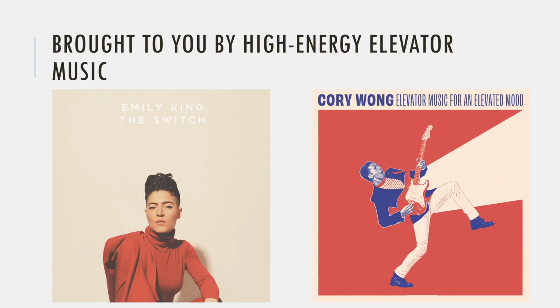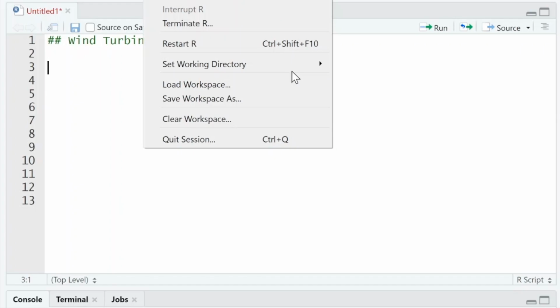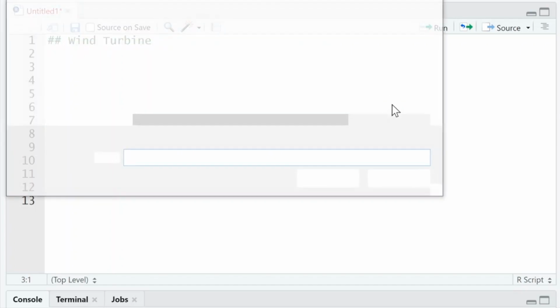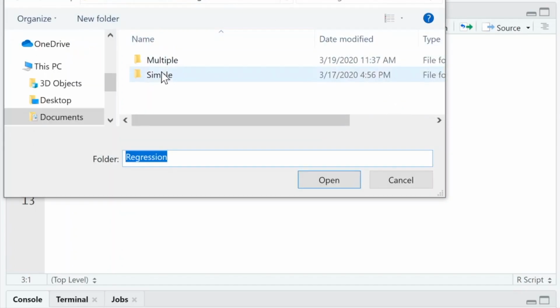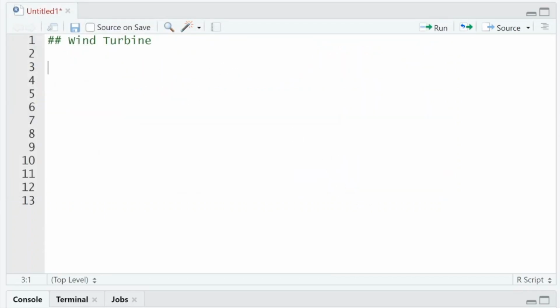All right, let's go to R. So today we're going to be working with some wind turbine data. Actually, let me read it in here first. Just like always, we're setting our working directory, and I have my data stored in simple regression. I believe I've called it wind.csv, and you can find this in the class folder or online, so you can work with it too.